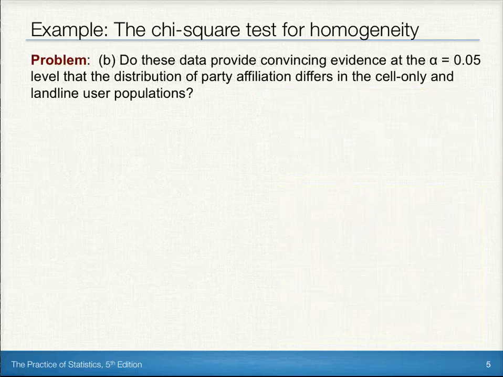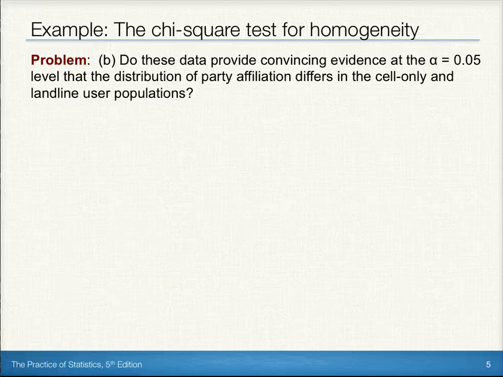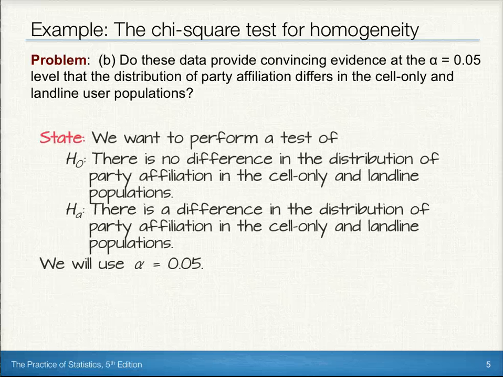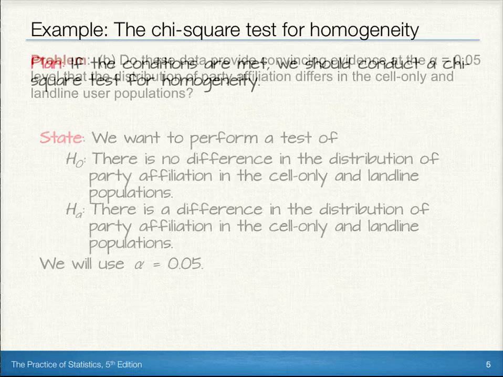Now, do these data provide convincing evidence at the 5% level that the distribution of party affiliation differs in the cell-only and landline user populations? Well, to do that, we'll have to perform a chi-square test for homogeneity. Our null hypothesis is that there's no difference in the distribution of party affiliation in the two groups, and our alternative hypothesis is that there is a difference in the distribution of party affiliation in the cell-only and landline populations. And again, we'll use alpha equals 5%.